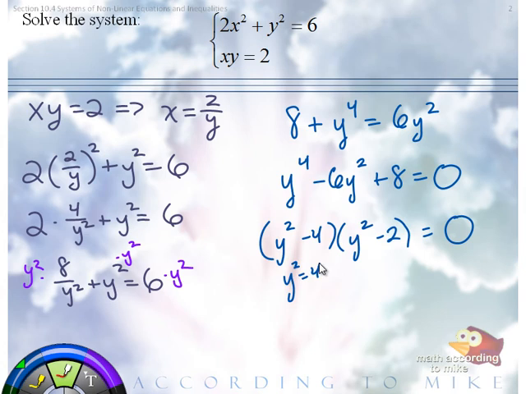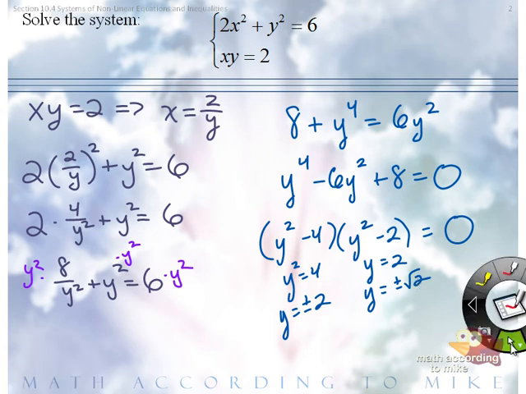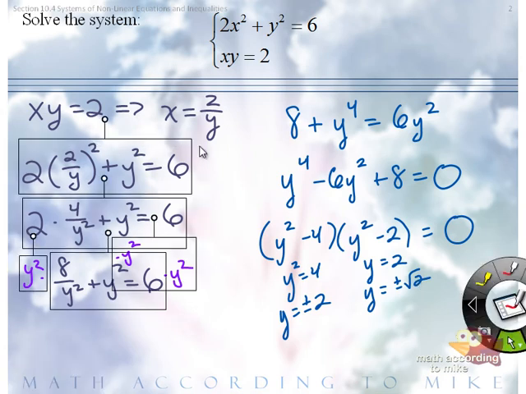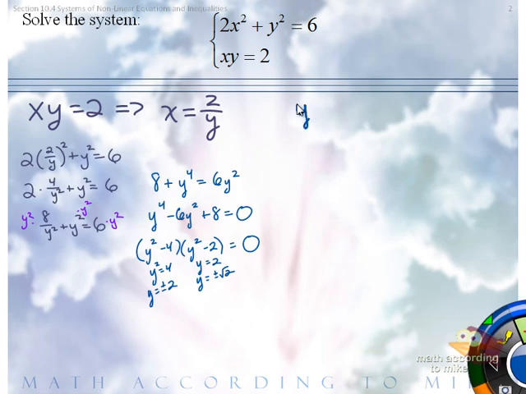So y would be what? Plus or minus 2. Y squared would be 2. So y would be what? Yep. And that's y, but now we have to find the corresponding x's. If y was positive 2, then x is 2 over 2, because we're just putting 2 in for this y here. So what does x equal? 1. So what's this ordered pair? 1, 2.